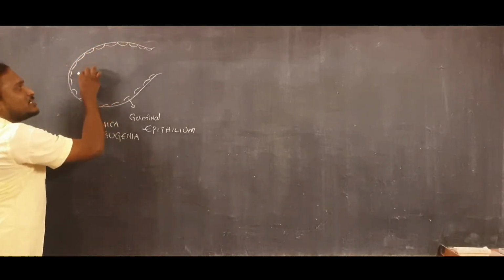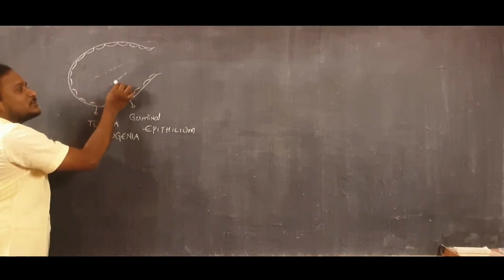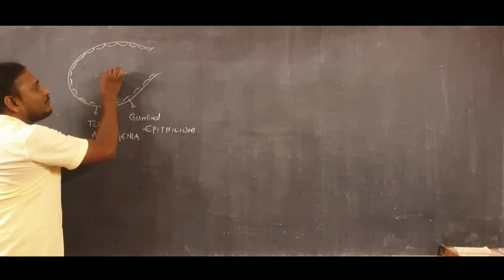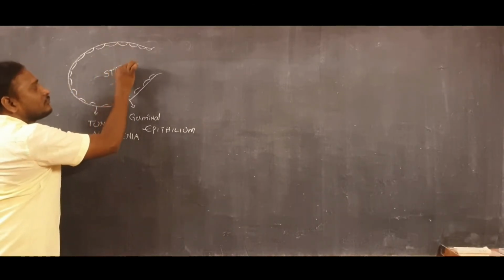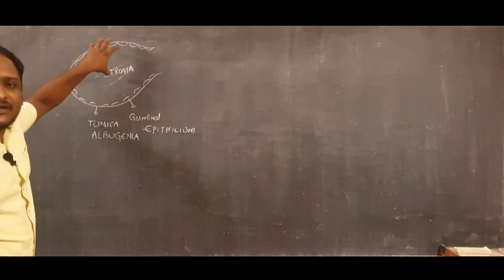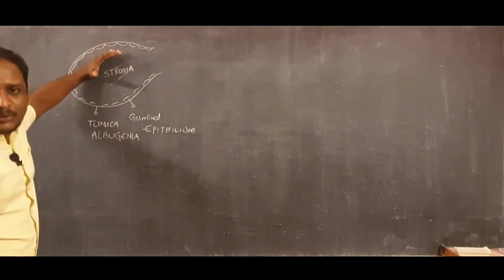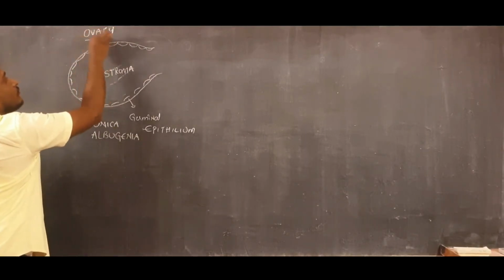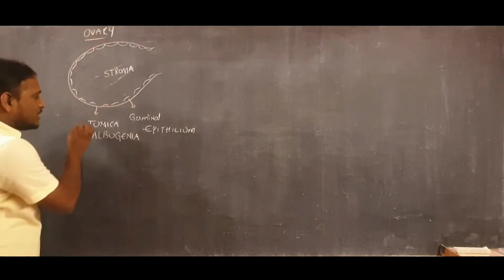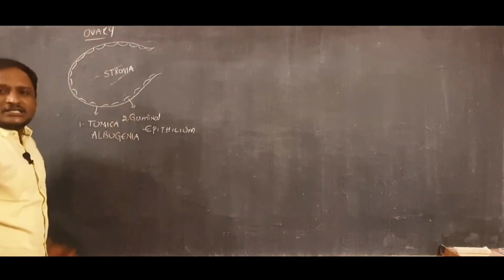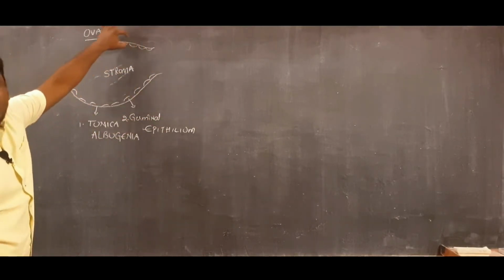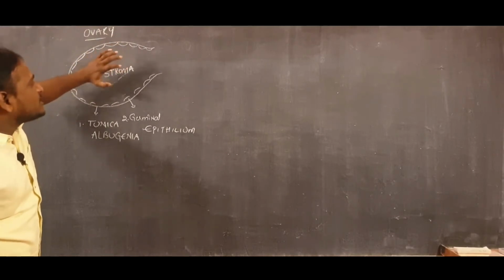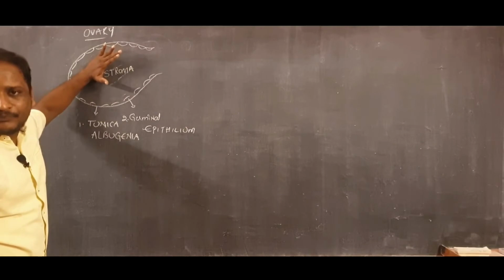Inside, there is some empty space. All this empty space together is called the stroma. The empty space present within the ovary is also called the stroma. So the ovary consists of two layers, the tunica albuginea and the germinal epithelium. These are the two outer layers of the ovary, and the inside space within the ovary is called the stroma.